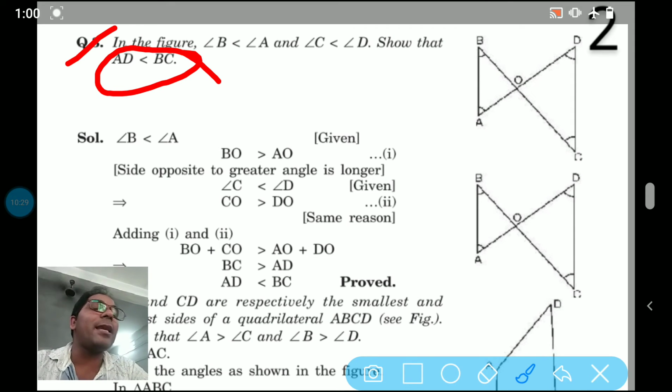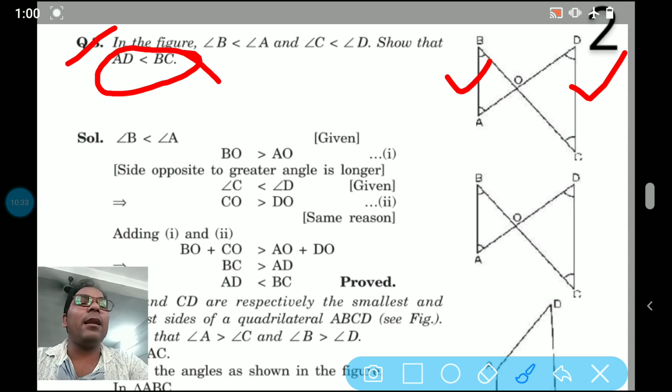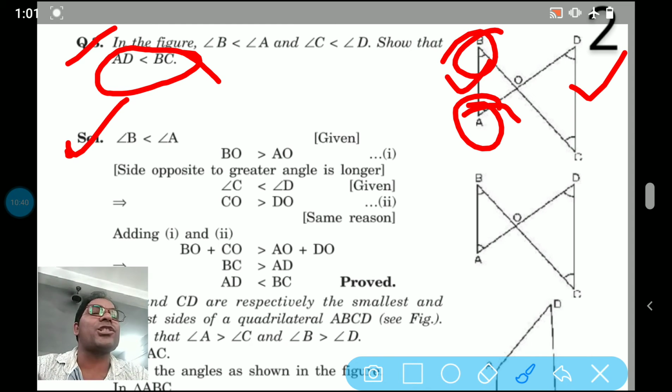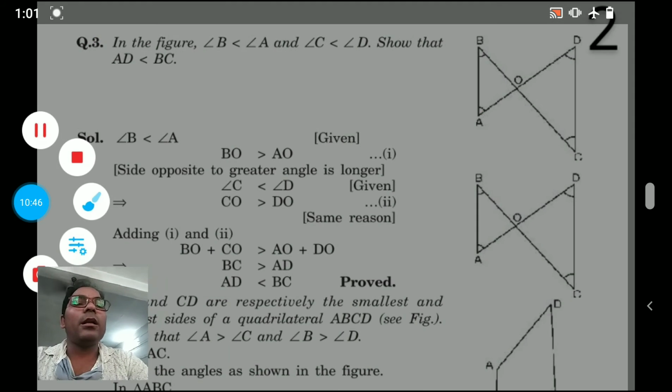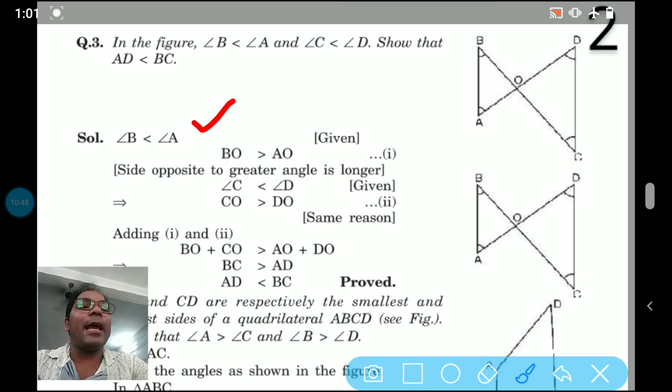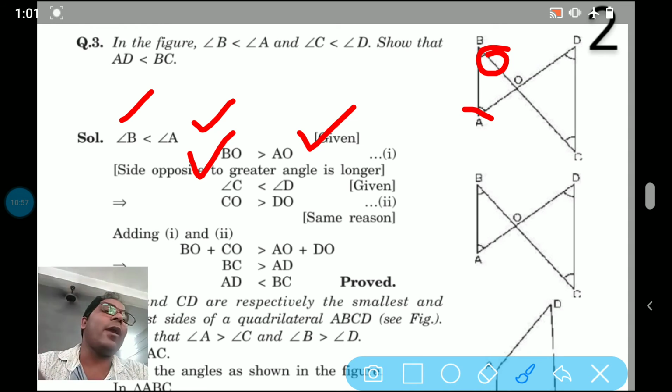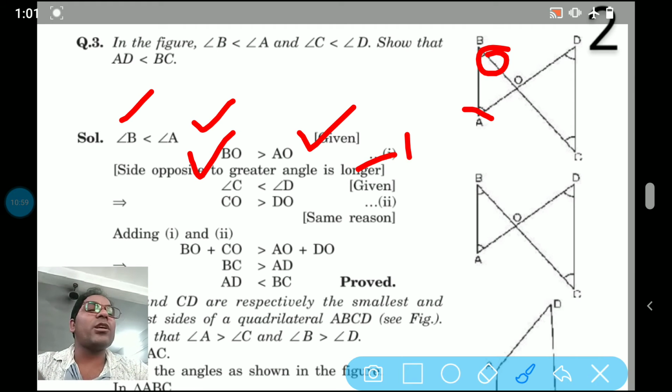It is very easy. First of all, we will take this triangle and then this one triangle. So what is given? Angle B is less than angle A in this triangle. Then OB is greater than OA. How it will be? See, angle A is greater than angle B. You can see like this. Then opposite of angle A is side OB. So OB or BO is greater than AO. Okay, this is equation first.